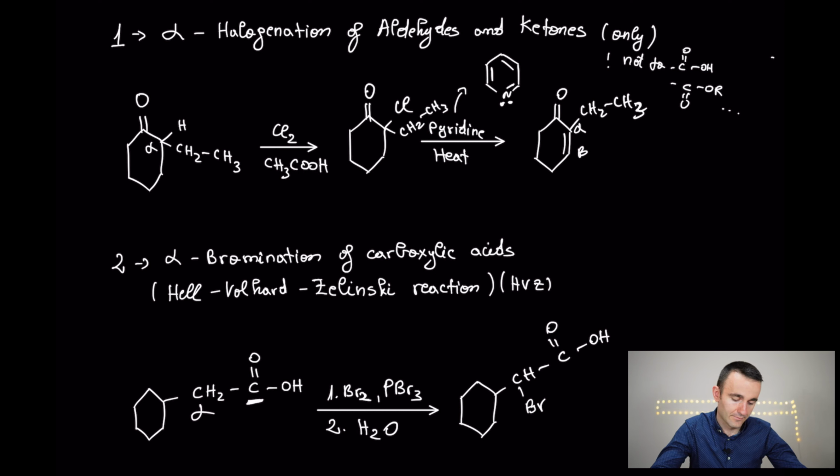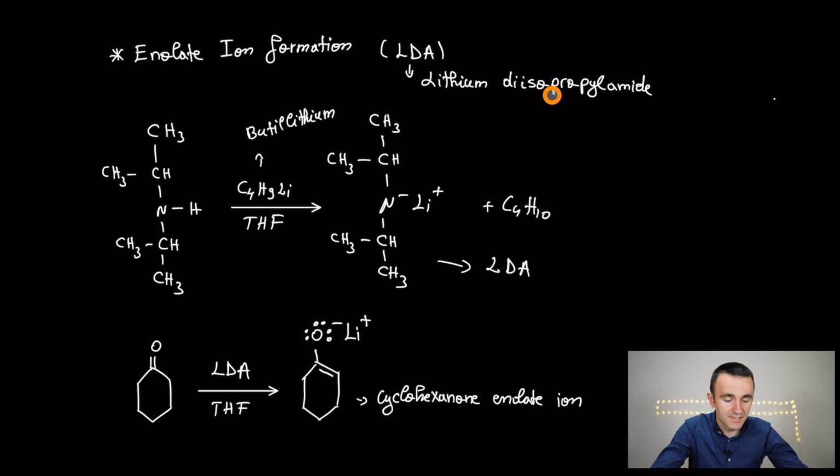Let's move further. Enolate formation: how are we going to form enolates? Lithium diisopropylamide is a typical one, a strong base used to convert carbonyl compounds to enolates. How is it formed? Diisopropylamine is reacted with butyllithium in THF solvent, tetrahydrofuran, and you're going to form LDA, as the short name. And when you treat a ketone, for example cyclohexanone in this case, with LDA, you're going to form an enolate product.